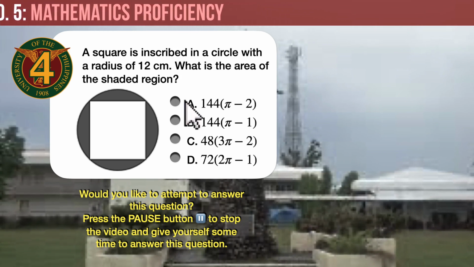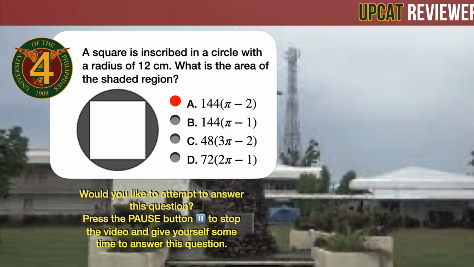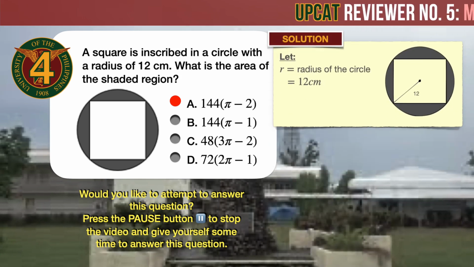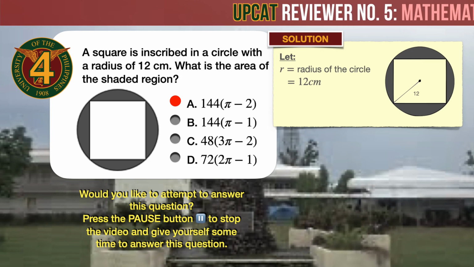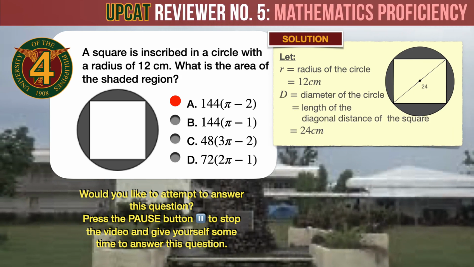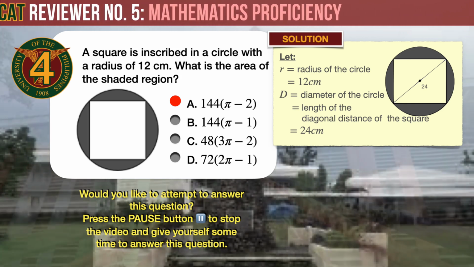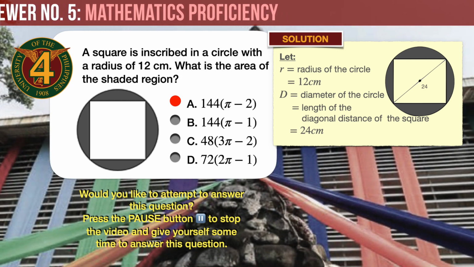The correct answer is A. 144 times the quantity pi minus 2. Let R be the radius of the circle. This is given as 12 centimeters. D is the diameter of the circle, which is equal to the length of the diagonal of the square. Since the radius is 12 centimeters, D must be 24 centimeters.